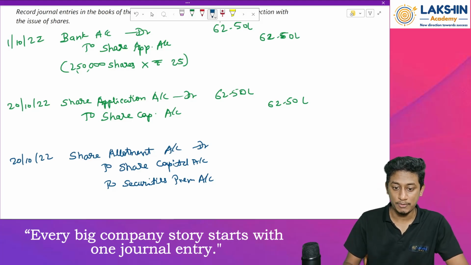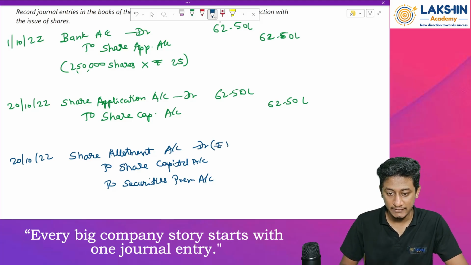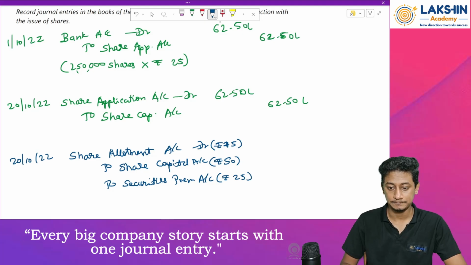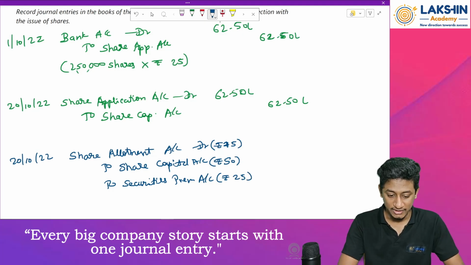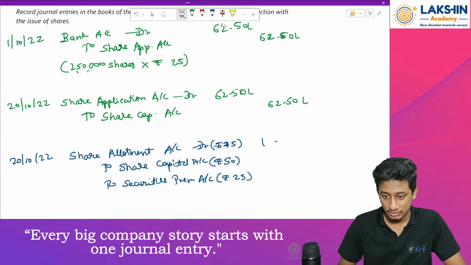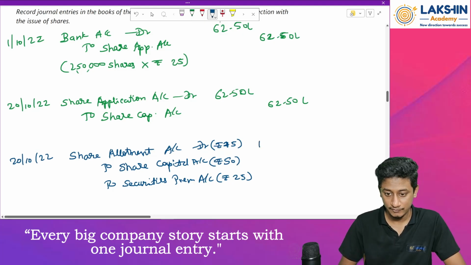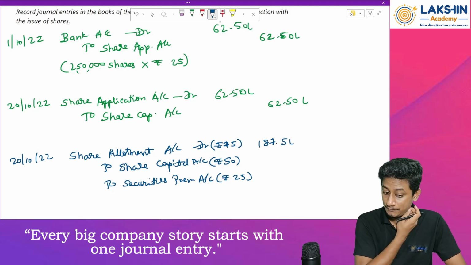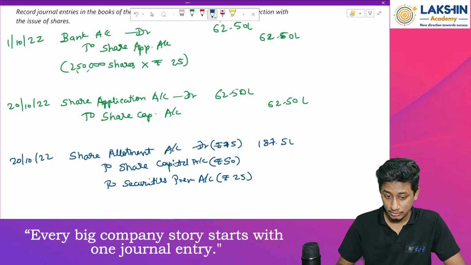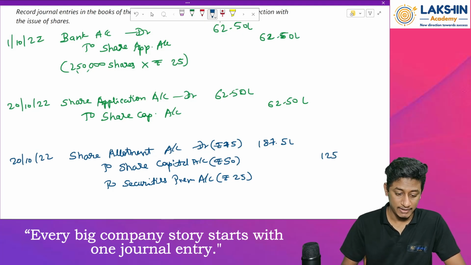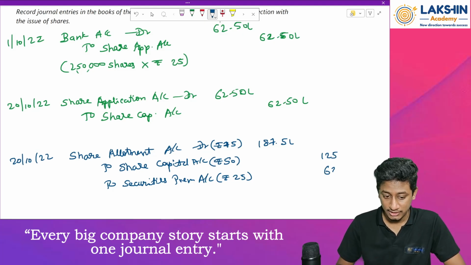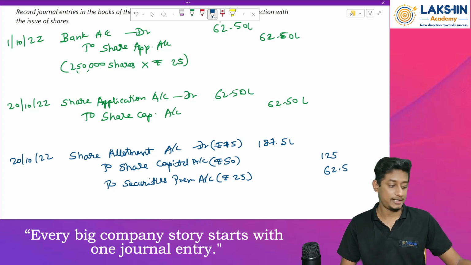Now pass the entry. For allotment, how much is supposed to be received? So here rupees 75. Here rupees 50. Here rupees 25. So 2,50,000 into 75 equals 187.5 lakhs. Then 50 equals 125. 25 equals 62.5, and we are done with the entry.